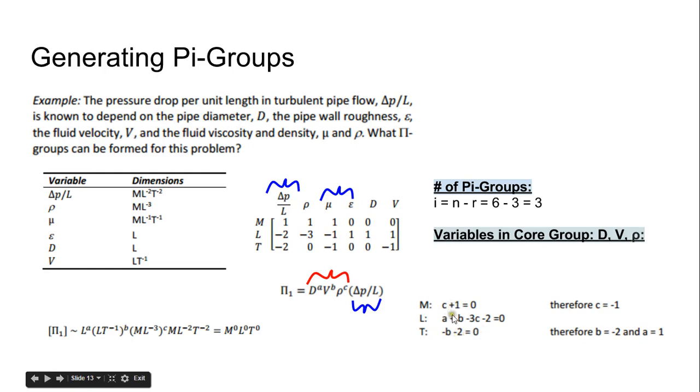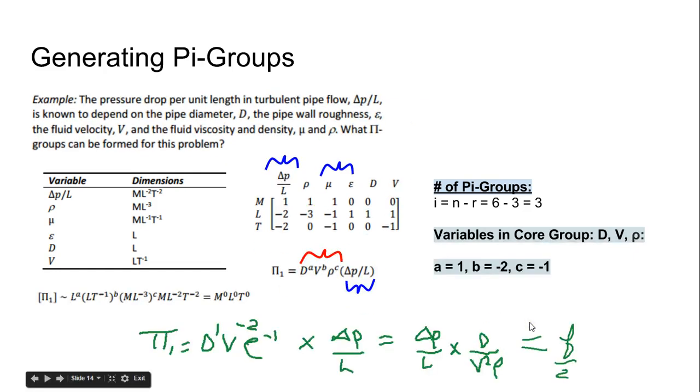And then we're going to get the values for what A, B, and C represent. From doing this math, we see that A is equal to 1, B is equal to negative 2, and C equals negative 1.